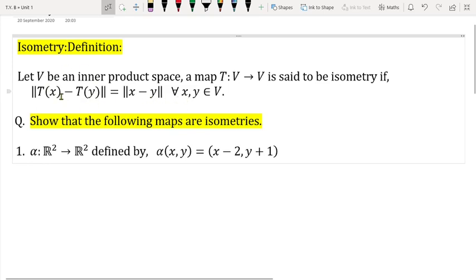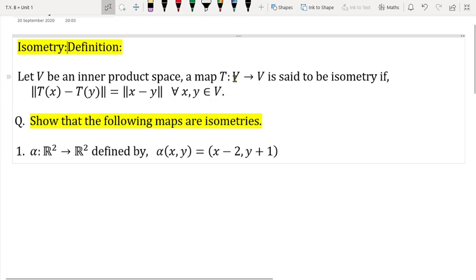So you can consider this norm as some distance. A certain function is said to be an isometry if whatever the distance between x and y is there in the domain, the same should be the distance between their images, that is T of x and T of y. This is the meaning, and this should be true for all x, y belonging to V.